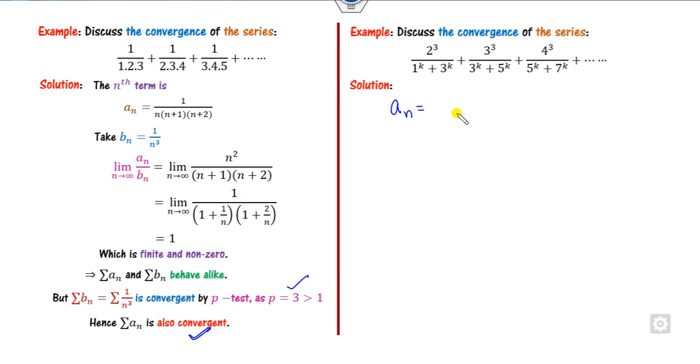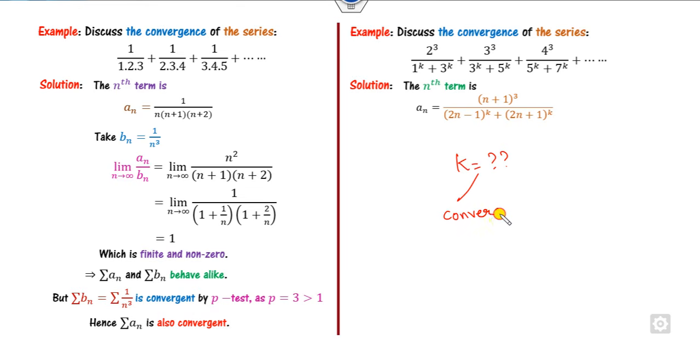How do you write this series here? The first term starts from 2, then 3, then 4, but 1 is not there, so I can start from here. The first term is 1, then 3, then 5, then 7. That's the odd series. So it's 2n minus 1 raised to power k plus, it's 3, it's 5, it's 7. So if 1 and then 3, I can write it in this form. But what is the value of k? Depending upon the value of k, we will get the convergent series. For some value of k, we will get a divergent series. So our target is to find this value of k.